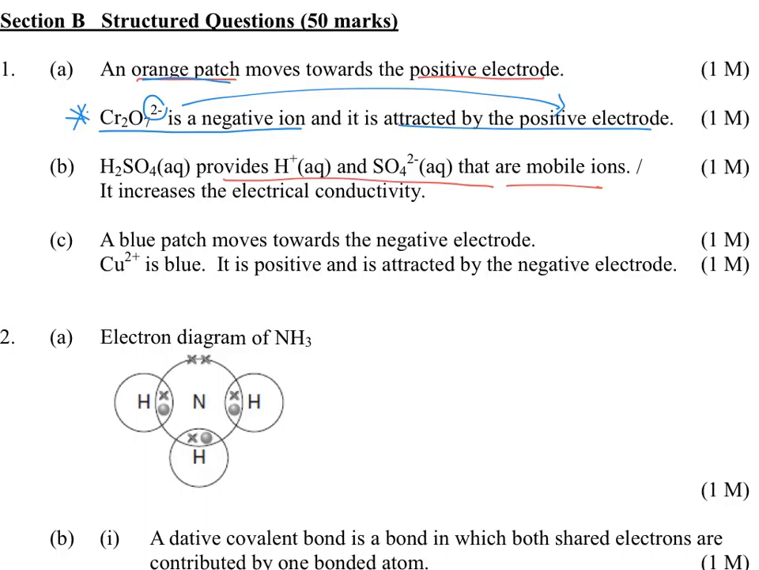Why do we need to have sulfuric acid? Because it provides mobile ions, or you can write down it provides hydrogen ions or sulfate ions for conduction of electricity. Or you answer that it increases electrical conductivity. But you cannot simply write down that it conducts electricity. You get my point? Because the explanation is that the sulfuric acid dissociates to form hydrogen ions and sulfate ions so that it can conduct electricity.